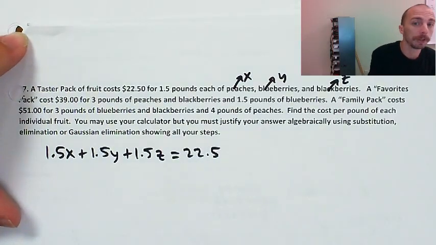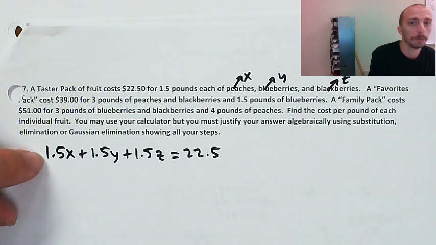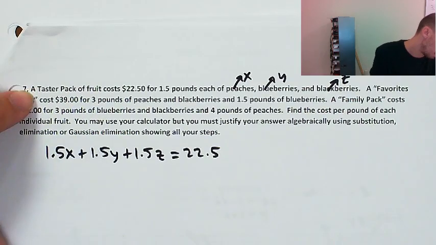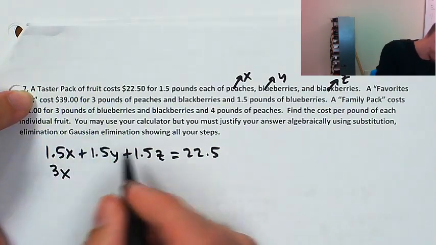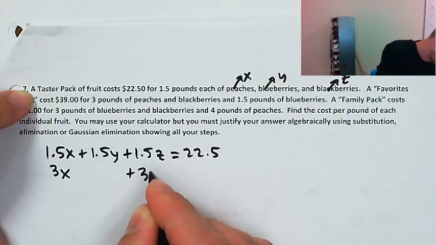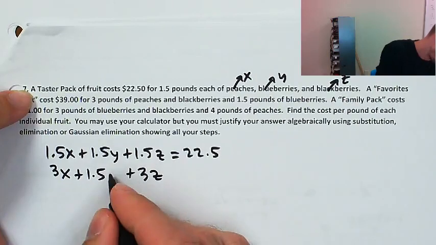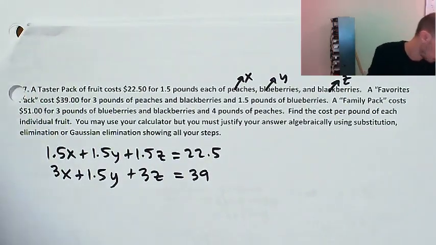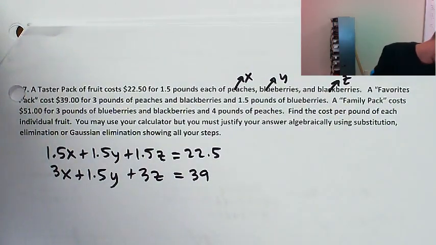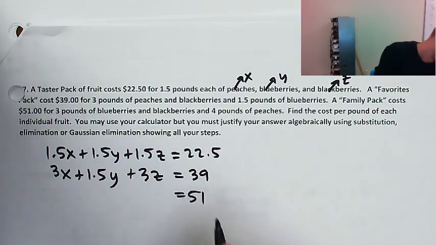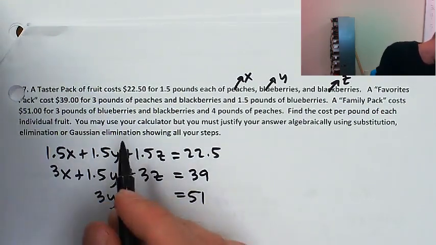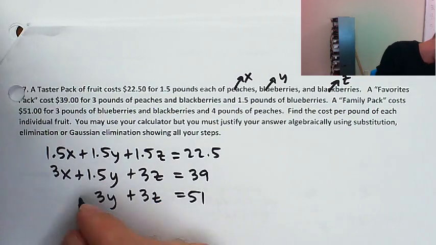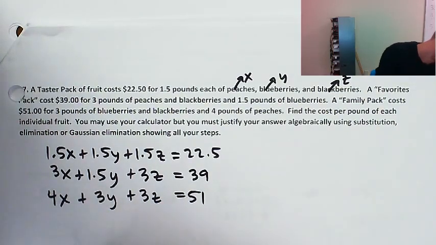Okay, I can tell you probably the first thing I'm going to do once I go to start working on this system is I'm going to multiply this whole equation by 2 because I don't want to deal with 0.5s at all. Okay, $39 is 3 pounds of peaches and blackberries and 1.5 pounds of blueberries. And that costs $39. Who knows, maybe I'm just going to subtract some equations from each other. A family pack is $51. 3 pounds of blueberries, that's 3y, and blackberries and 4 pounds of peaches.